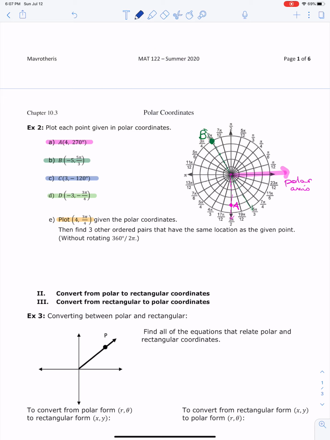C is at (3, -120 degrees). 120 degrees is positive 2 pi over 3. So negative 120 is going to be negative 2 pi over 3, or down here at 4 pi over 3. And we're moving in the positive direction, so along that rotated axis. 1, 2, 3. Here's point C.